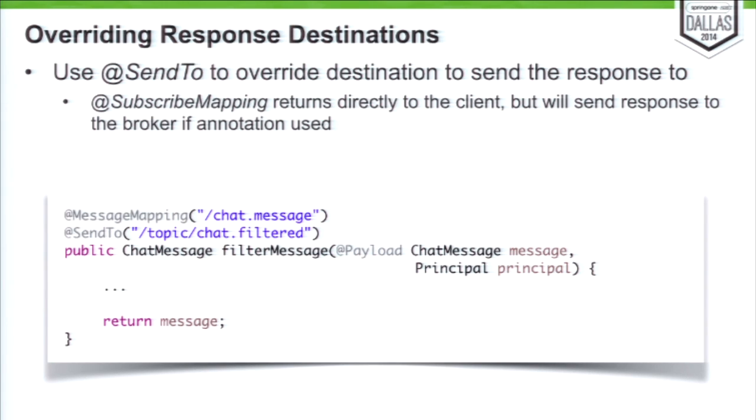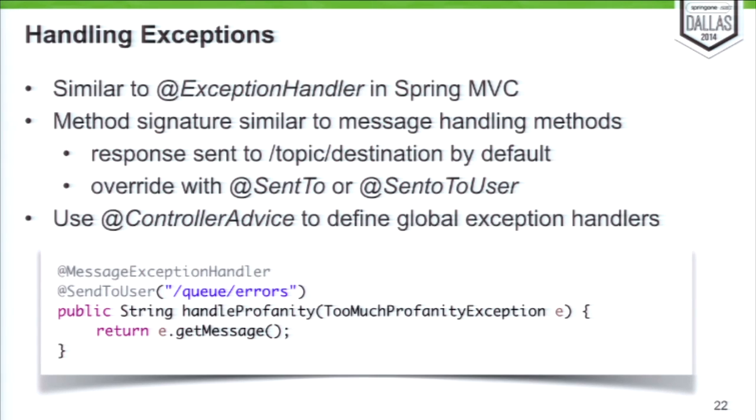So what if I want to override the response, or where to send the response to? We have the send to annotation, which lets you override the destination where to send the response. In that case, we are receiving a message to /app/chat.message, processing it, and the return will be sent to a destination called /topic/chat.filtered. By default, this return would be sent to /topic/chat.message. So that's a way to directly override the response.